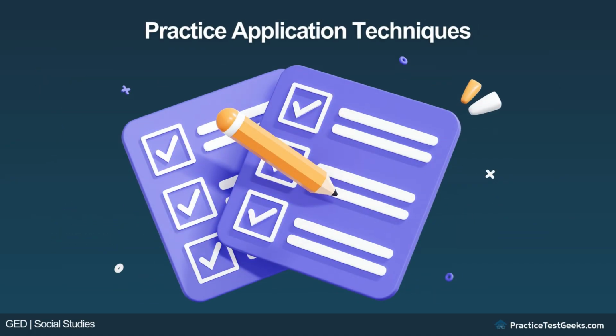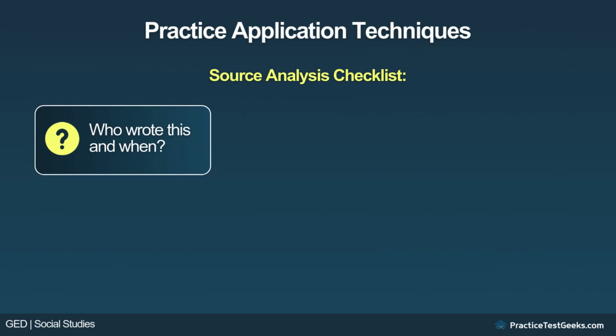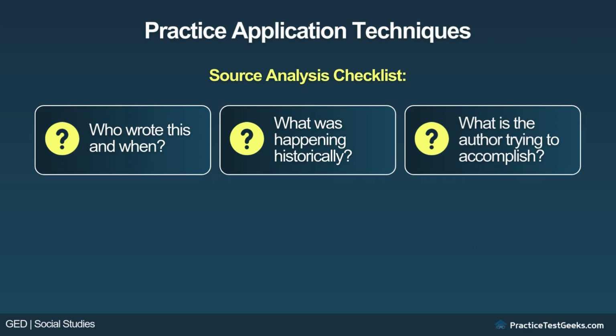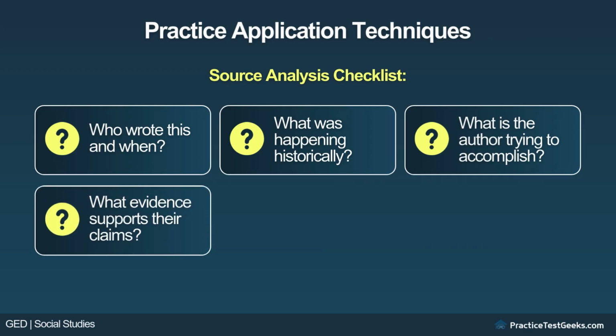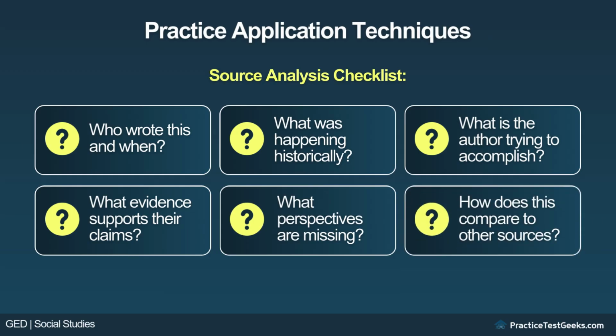Use this source analysis checklist for systematic evaluation. "Who wrote this and when" helps establish credibility and context. "What was happening historically" provides background for understanding perspective. "What is the author trying to accomplish" reveals their purpose and potential bias. "What evidence supports their claims" shows the strength of their argument. "What perspectives are missing" indicates possible selection bias. "How does this compare to other sources" helps verify accuracy.